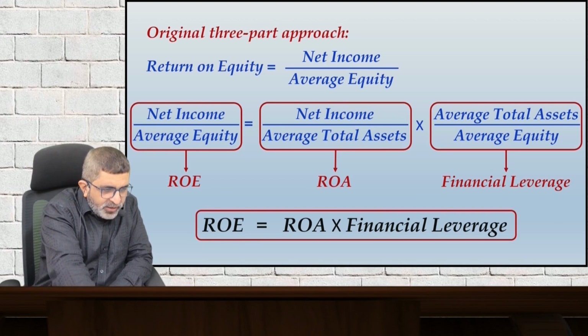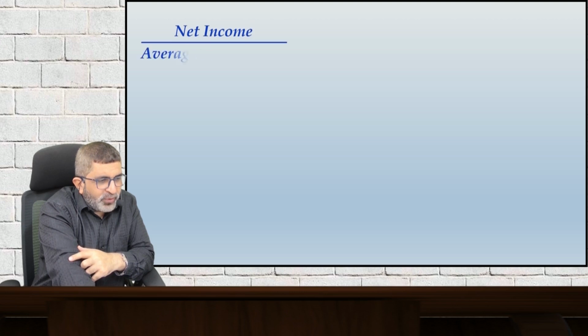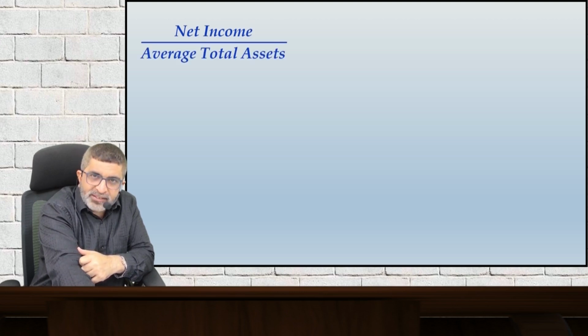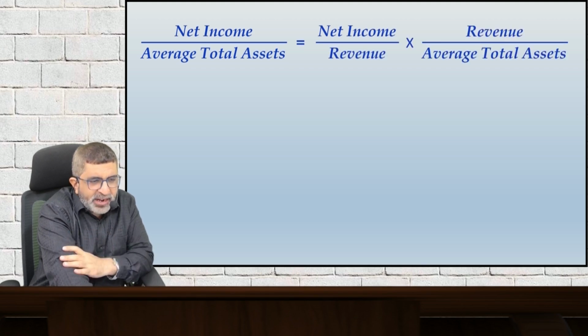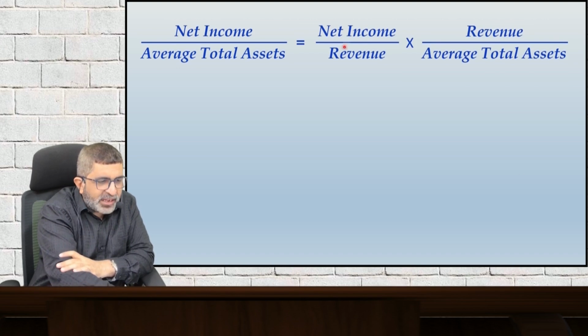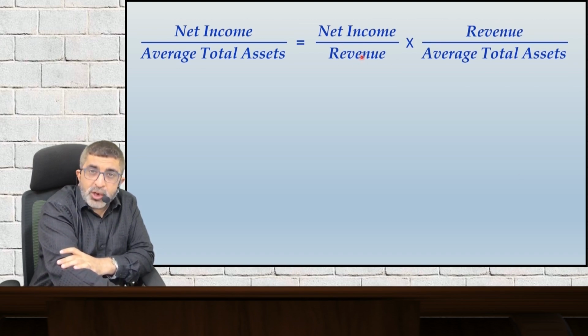Let me show that on screen so that you get a crystal clear understanding. So net income divided by average total assets will be the return on assets. We are breaking this down into net income divided by revenue into revenue divided by average total assets. So mathematically, revenue in the denominator of this term and revenue in the numerator of the last term will get cancelled out against each other, and what you get is net income divided by average total assets, which matches the ratio on the left hand side.